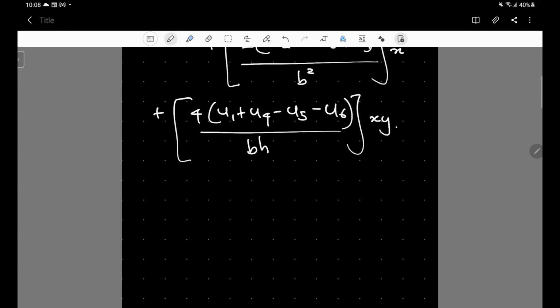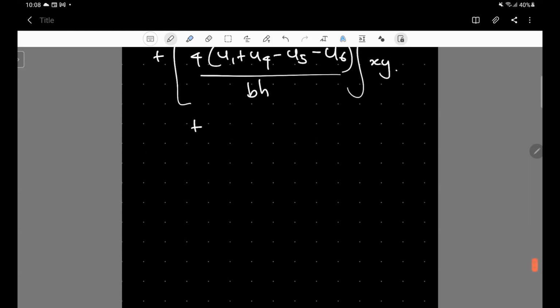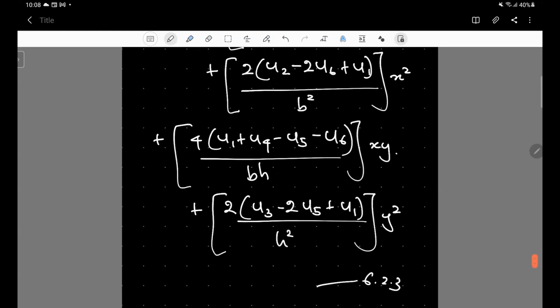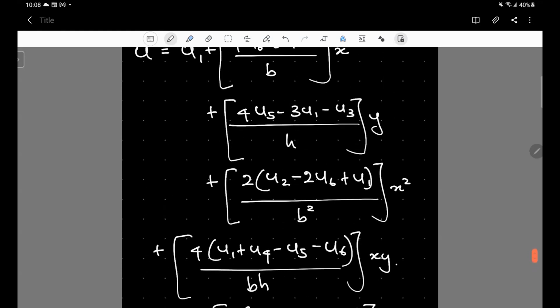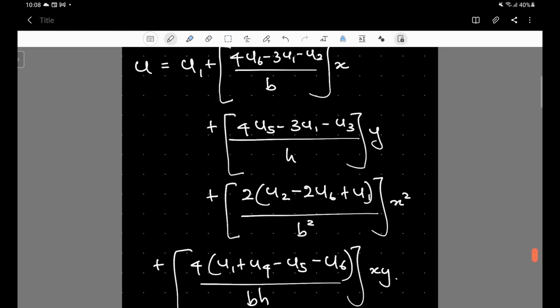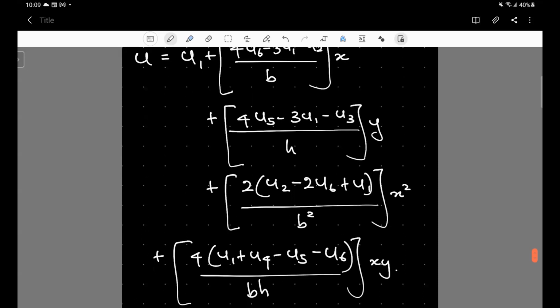The xy term, and all right. So now you have obtained the displacement function in the x direction, and as the next step, of course, you can do the same procedure to obtain the displacement function in the v direction, or the y direction.